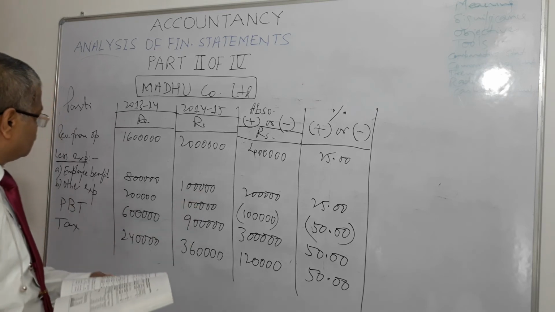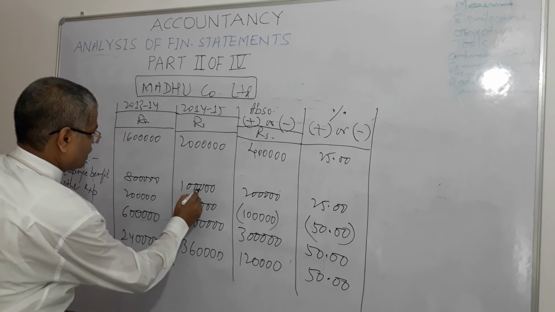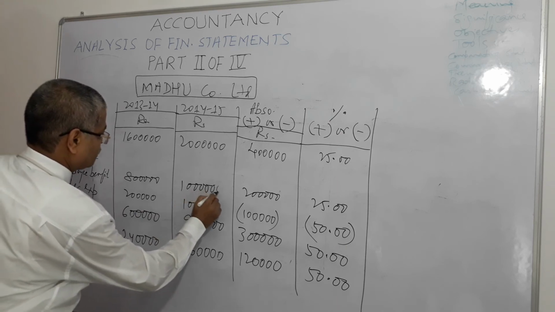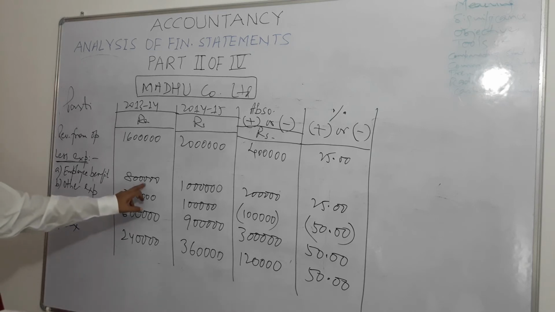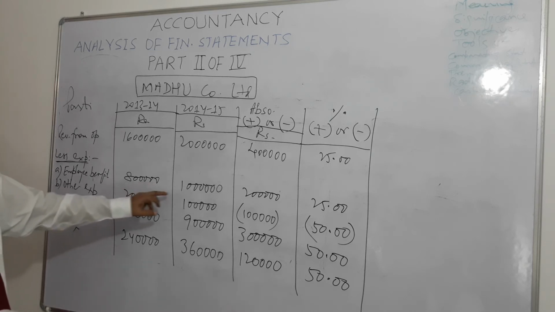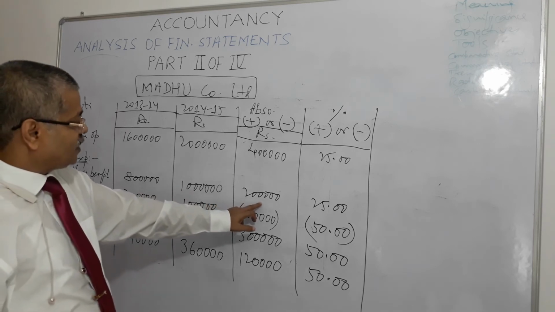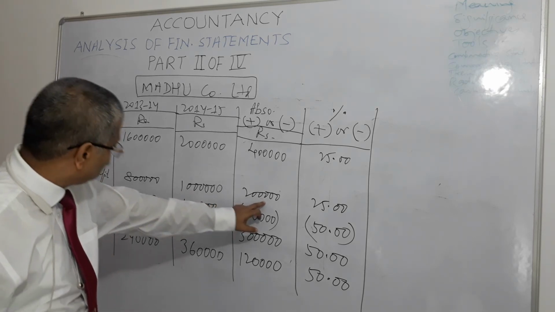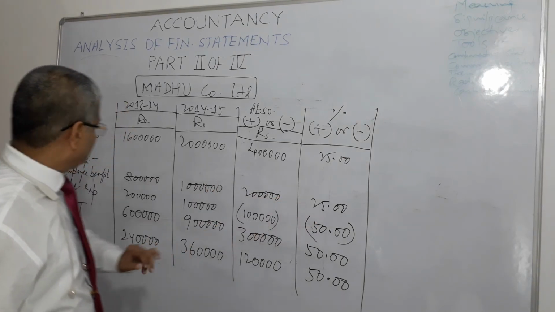10,000, right? 8,000, 80,000, 8 lakhs. 8 lakhs to 10 lakhs. So there is an absolute increase of 2 lakhs. And 2 lakh as a percentage of 8 lakhs is very clear. 2 as a percentage of 8, 25%.